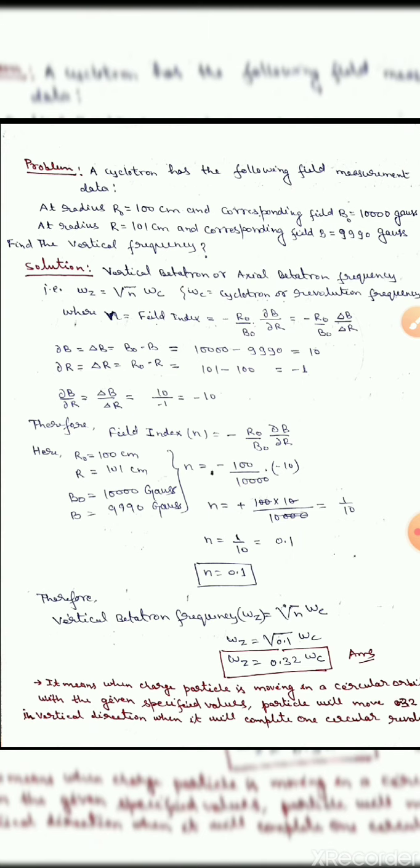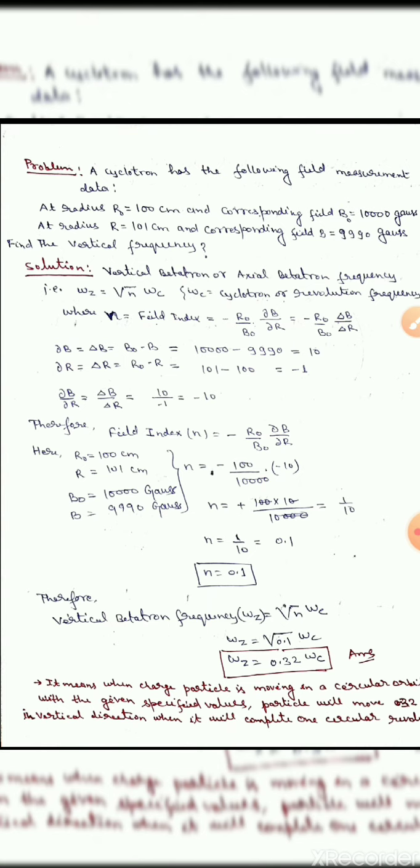Here I have asked to find out the vertical Betatron frequency. It may also be asked to find out the horizontal Betatron frequency. So you can do both the vertical Betatron frequency and the horizontal Betatron frequency. But for the case of horizontal Betatron frequency, the field measurement value will be different. So how can we solve this problem?